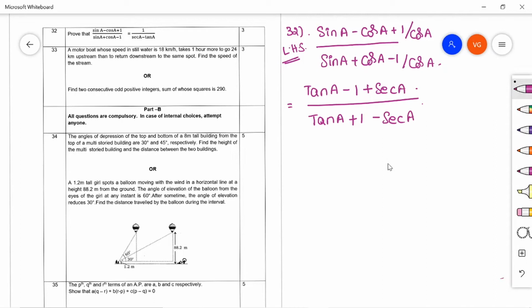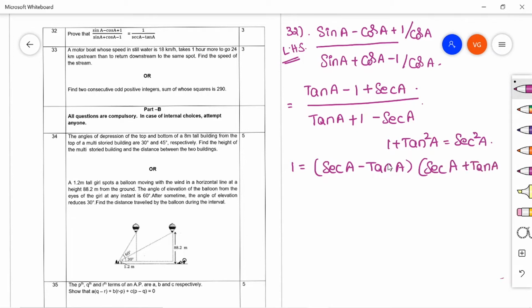So we know the identity 1 plus tan square A is equal to secant square A. That is nothing but 1 is equal to secant square A minus tan square A. That can be written as secant A minus tan A into secant A plus tan A. That is A square minus B square, which I am writing as A plus B into A minus B. So try to replace this 1 in the denominator with this formula.